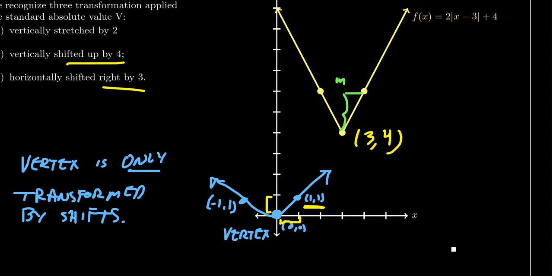And so if we go up two over one, that's going to change the x coordinate by one. So it's now a four. It's going to change the y coordinate by two, which gives us a six. So using the vertical stretch, we can find this point right here, and two points determine a line. We could draw that line using that.